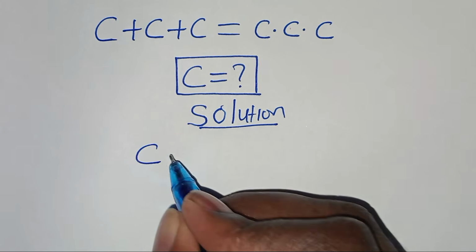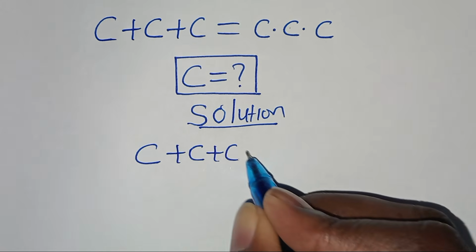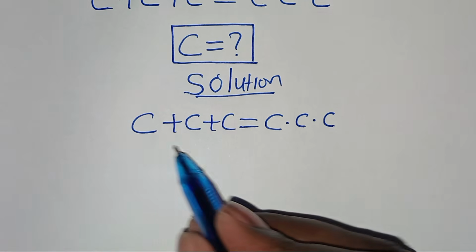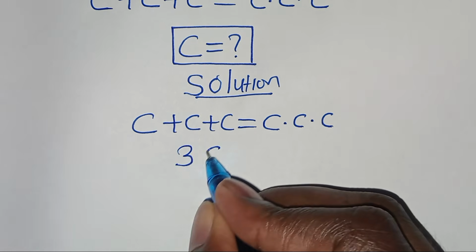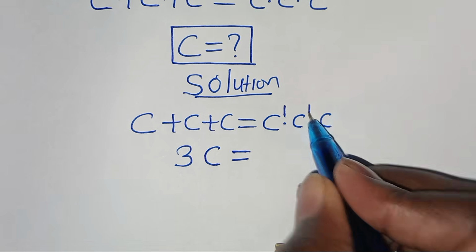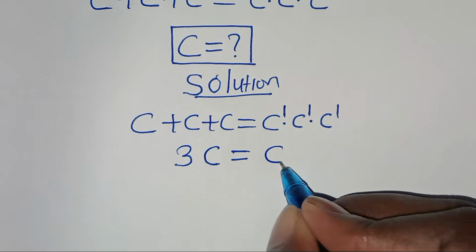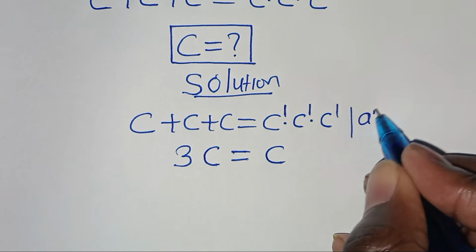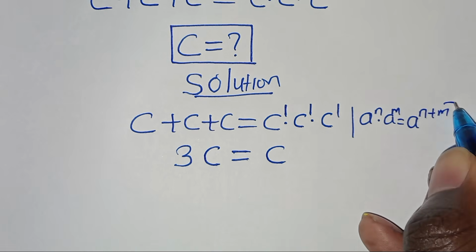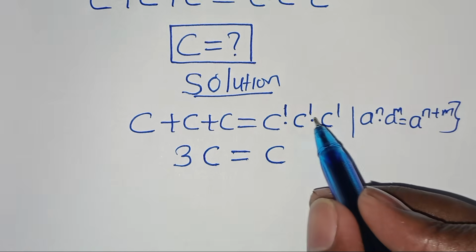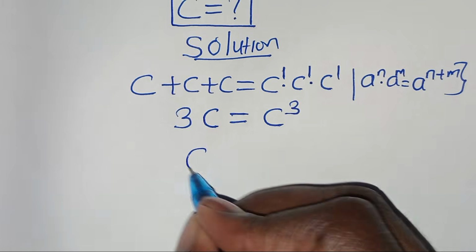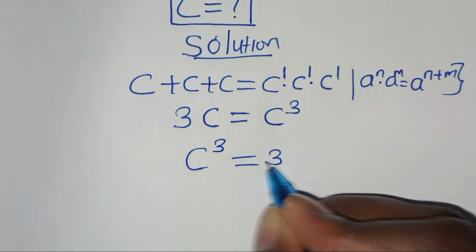So this is c plus c plus c, which is equal to c multiplying by c multiplying by c. Remember here we have c plus c plus c, this is 3c, and this is equal to c times c. Remember, this is c to the power of 1, c to the power of 1, c to the power of 1. This is in the form of a to the power of n times a to the power of m, which we can express as a to the power of n plus m. So we have c raised to the power of 1 plus 1, this is 2, plus 1, this is 3. So we have c to the power of 3.